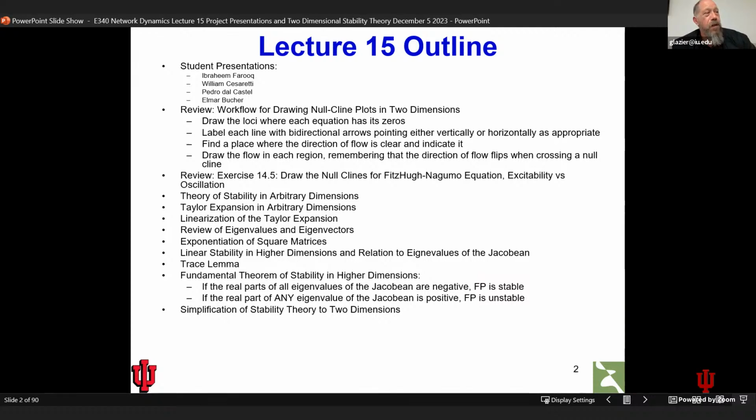And then I would like to talk a little bit about stability theory in two dimensions. And we may wind up having to skip, depending on how long people's presentations are, we may have to skip some of the details, but you'll have the slides and at least you'll have heard some of the concepts.